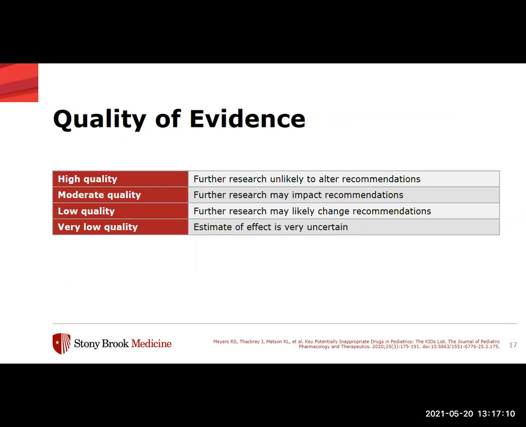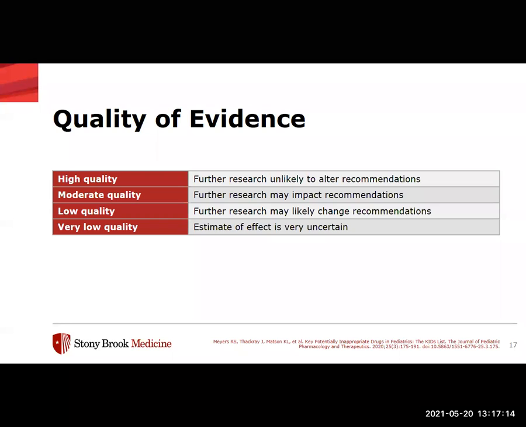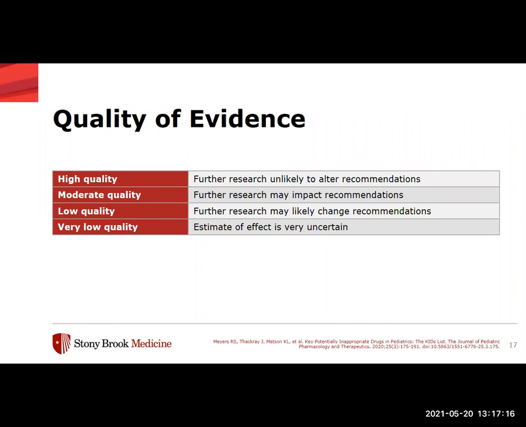Finally, also accompanying each recommendation is the quality of the evidence. In the KIDs List, high quality indicates that further research is unlikely to alter the recommendation. Moderate quality suggests that further research may impact their recommendation. Low quality evidence indicates that further publications may likely change their recommendations. And finally, very low quality evidence implies that any estimate of effect is very uncertain.